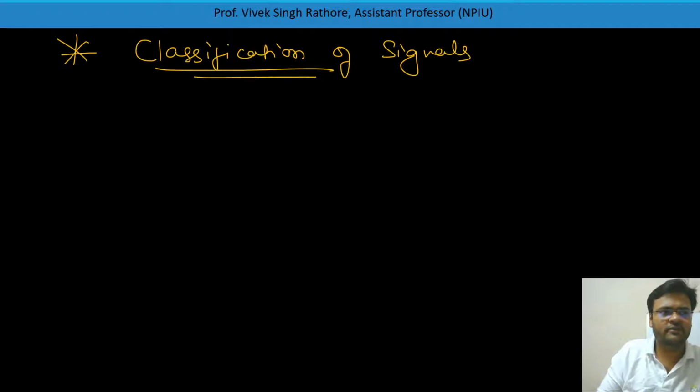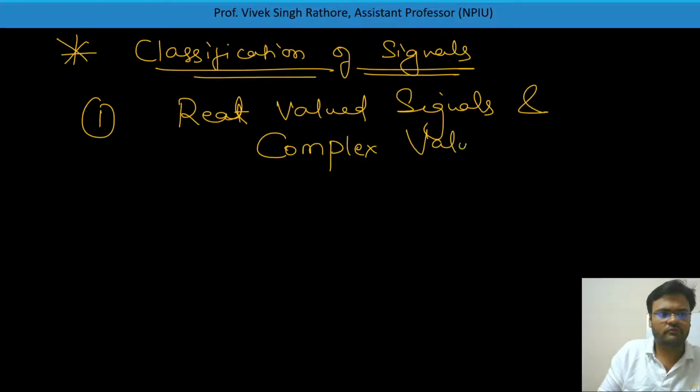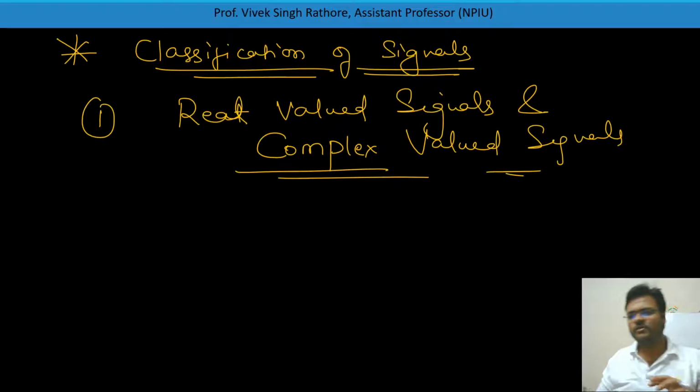Classification of signals. The first classification is real valued signals and complex valued signals. Okay. So what are real valued and complex valued signals?